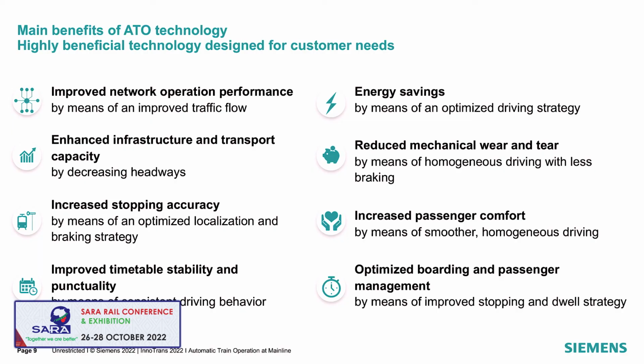To summarize, the ATO technology gives an improved network operation performance, as explained, enhanced infrastructure and transport capacity. We have increased stopping accuracy, improved timetable stability and punctuality, which is really important when the train moves automatically from station to station. We have energy savings. We have, because of that, reduced mechanical wear and tear. You can imagine the maintenance is much less when you drive your train in an efficient and optimized way.